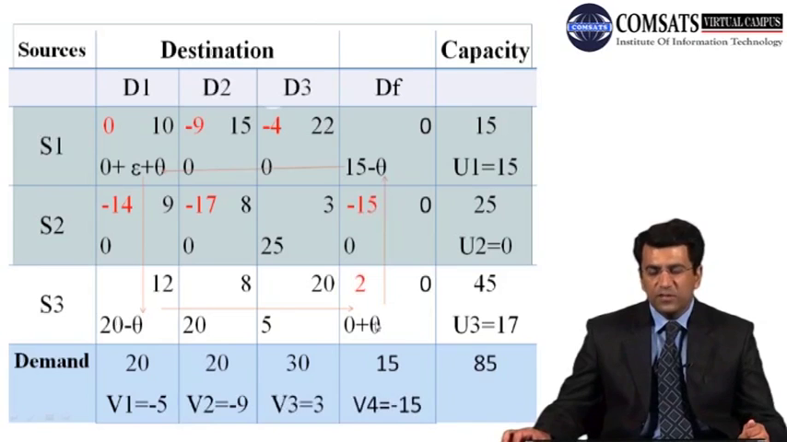Now how can we find the value of theta? We will see those cells in this particular closed loop in which theta is being subtracted. As you can see, theta is being subtracted from this particular cell and from this particular cell in this closed loop. So the quantity here is 15 and the quantity here where the theta is being subtracted is 20, and we will take the theta which is the minimum of 15 and 20, and of course the theta value will be equal to 15 in this particular case.